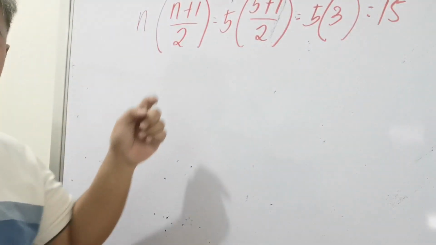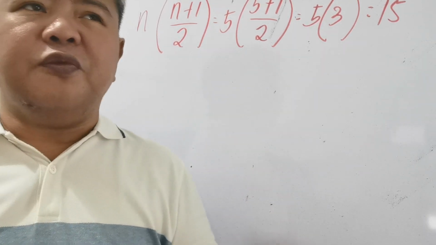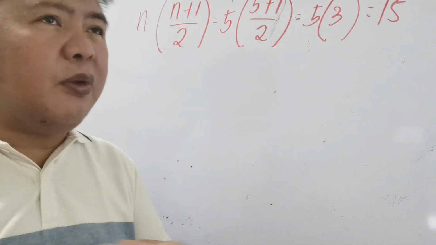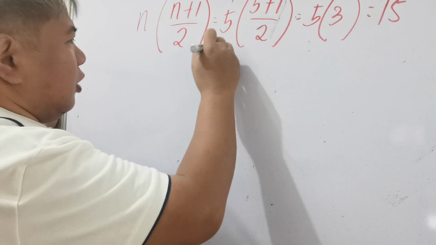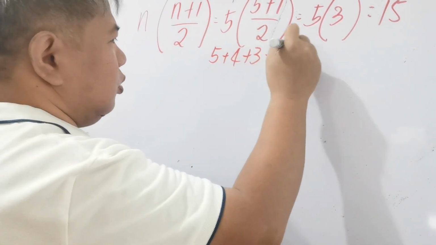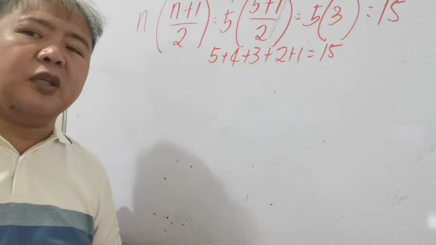Now, what if you forget about this formula during the examination, the formula that Professor Zeus taught you? Just remember, it's sum of the years. So what are you going to do as an alternative? You just add them all up: 5 plus 4 plus 3 plus 2 plus 1. So this is 15.